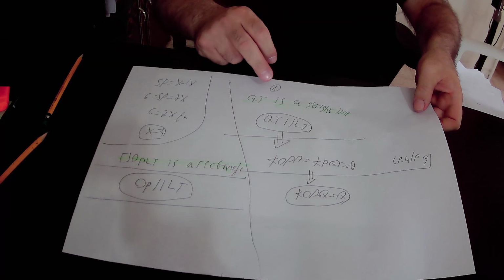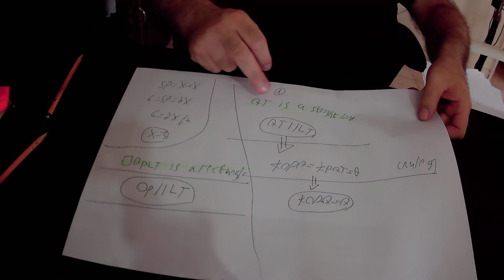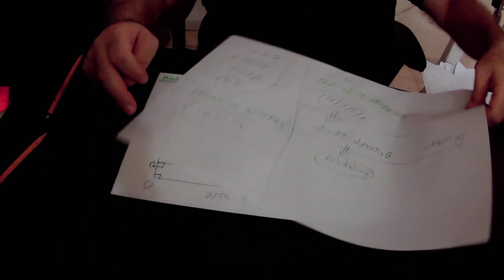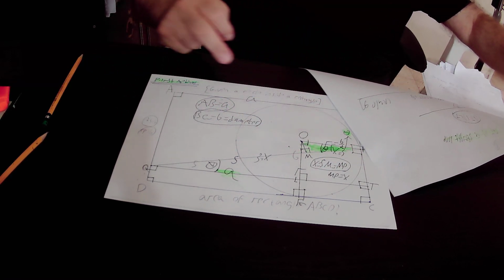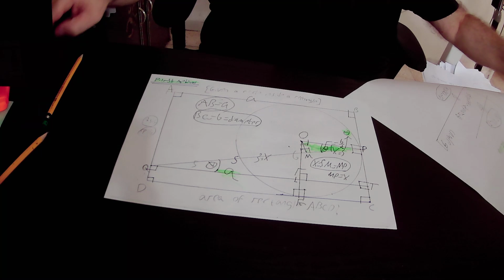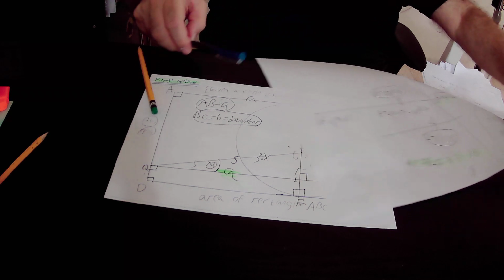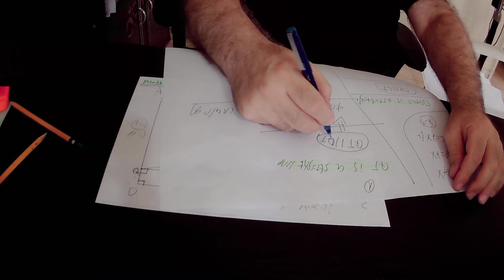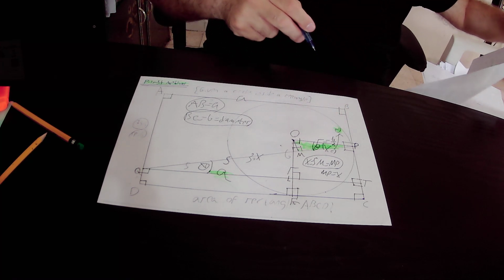QT is parallel to here. QT, LT, here we have, therefore QT is parallel to OP. You can derive from it that QT is also parallel to OP. The side line QT is also parallel to OP.